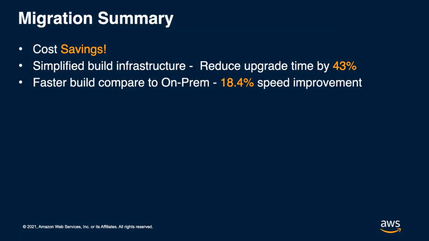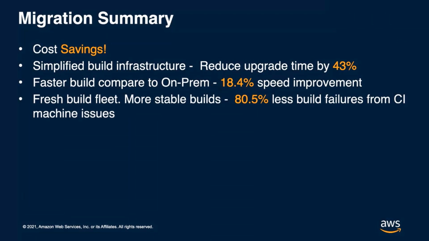It's a faster build compared to our on-prem setup. We see 80.4% speed improvements. We now have fresh build fleets, which give us more stable builds. We see an 80.5% reduction in build failures that are related to CI issues. Last but not least, we're able to integrate with other AWS services in the AWS ecosystem and leverage those resources to modernize our build pipelines.